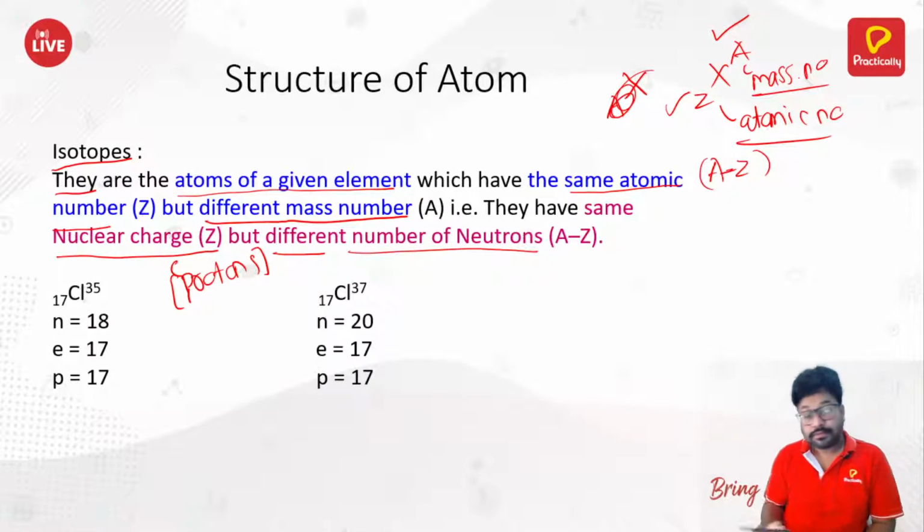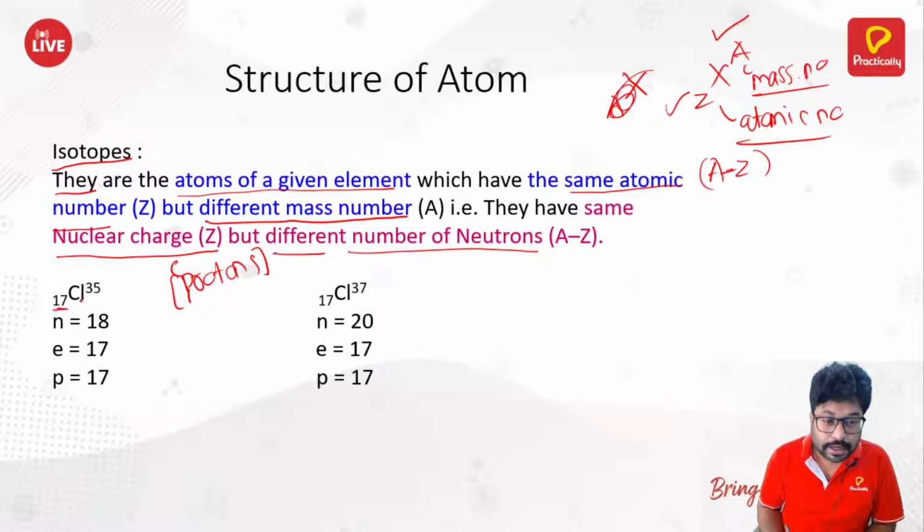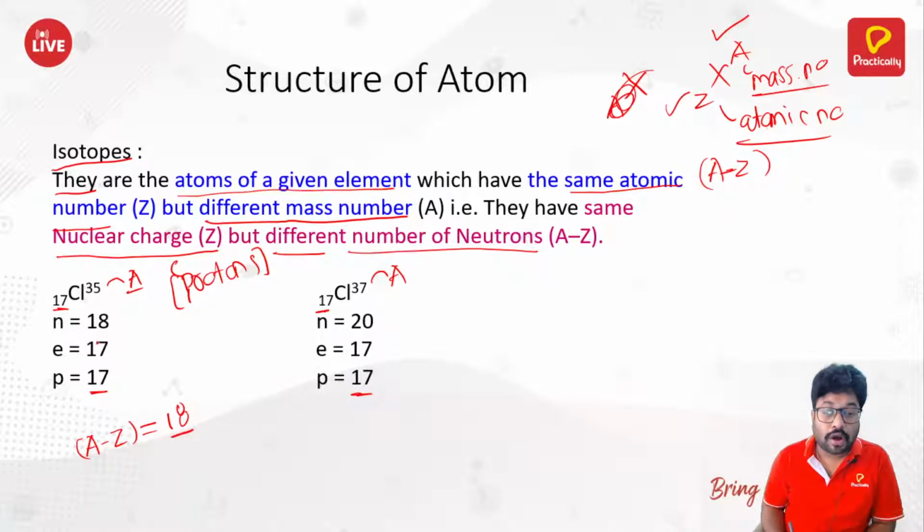So look at this example. These are the isotopes of chlorine. Chlorine 17, chlorine 17. So number of protons are same. How many protons they have? 17. And 35 is what? 35 is here mass number A. So if you count their A minus Z for this species is how much? 35 minus 17, it's 18. 18 is number of neutrons. If you look at here, it has 18 neutrons, it has 20 neutrons.